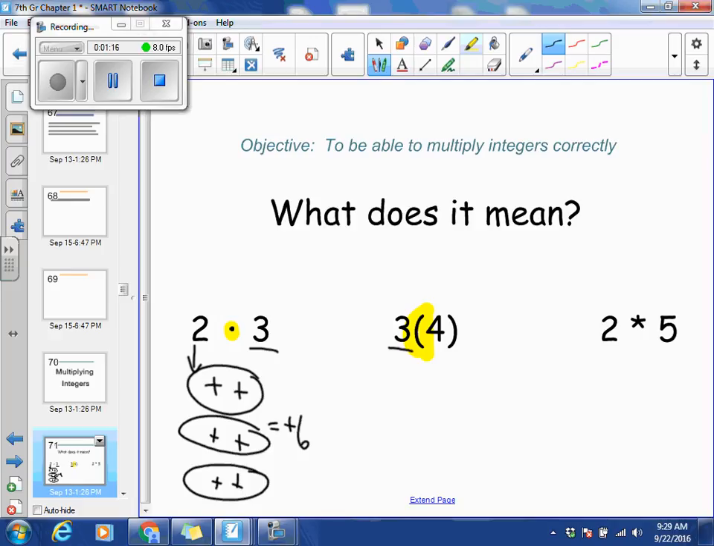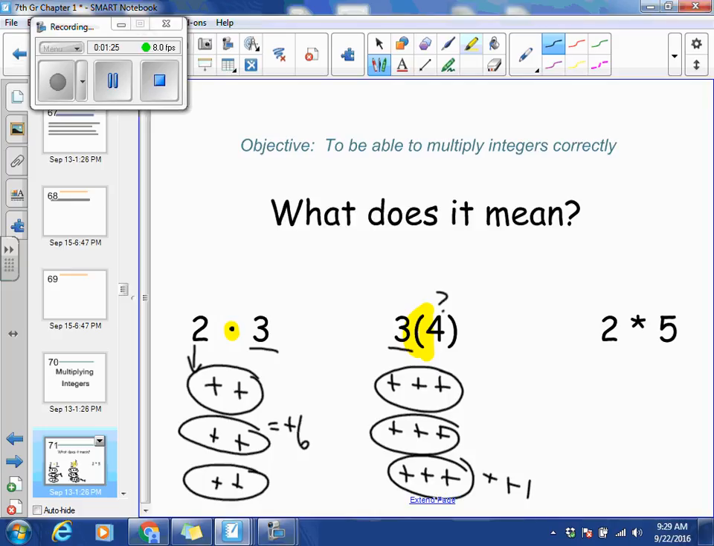So in this case, it means the first number is what we have. We have 3 positives. How many times? 4. So 3 positives, 4 times. In other words, I have 12 positives.